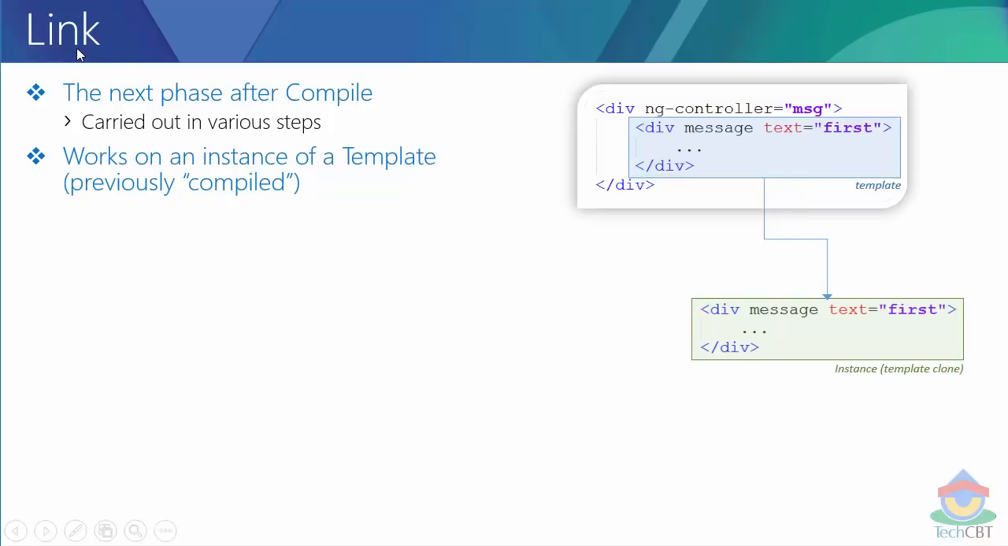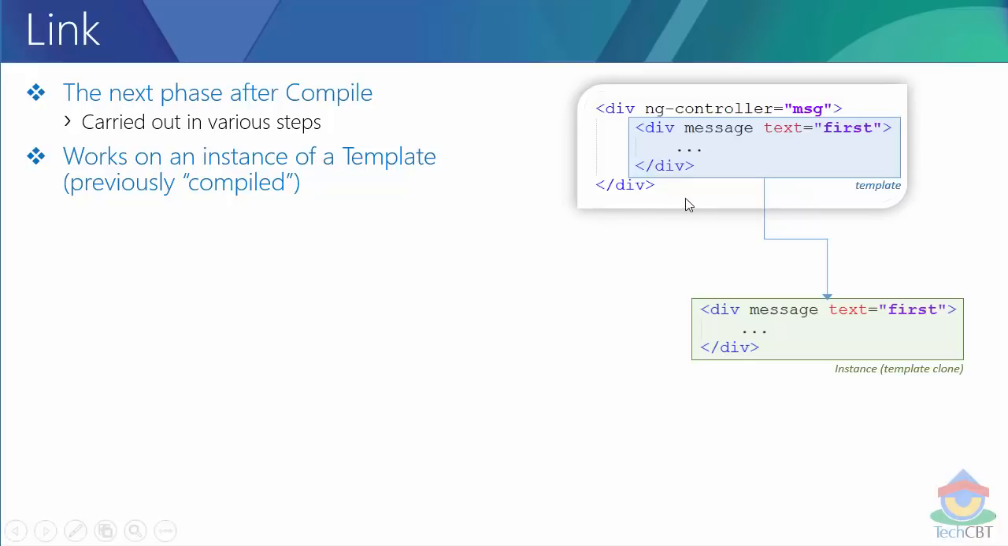As part of the linking process, which occurs after the compilation process, the AngularJS framework creates a copy of this template, and we call that copy an instance of that template or a clone of that template. So this is pretty important. As part of the linking process, this whole template is going to be instantiated or cloned into the memory, and that will be done automatically by the AngularJS framework itself.